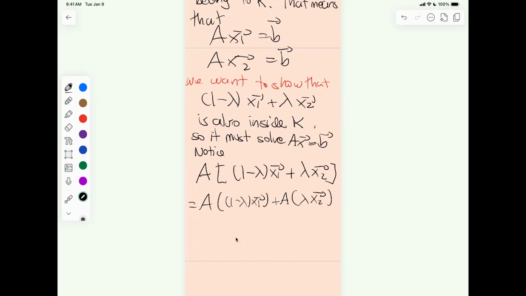Right, so far so good. Does that make sense? And then matrix multiplication allows you to take out the scalars and put them in the front, right? So this is the same as (1 minus lambda) A x1 plus lambda A x2. Okay, so let me stop here to see if it's making sense. So far so good. Questions up to this point?